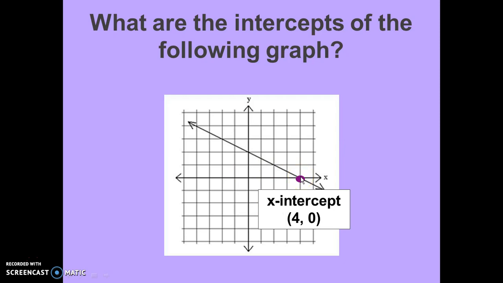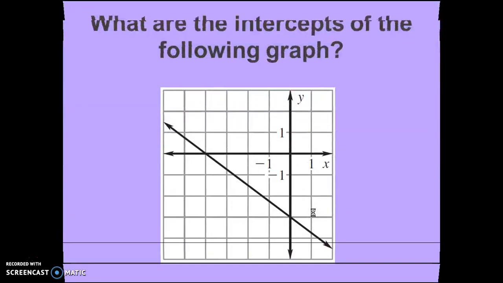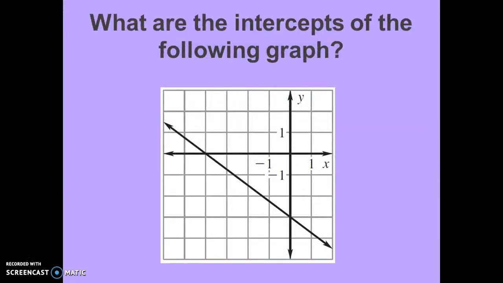So 4, 0. All right, my y-intercept then is going to be right here on the y-axis. And when I'm looking at that point to find the coordinates, I start at the origin, I go left or right 0. So my x-coordinate will be 0, and then I'm moving up 2. So that's 0, 2. Okay, so again, remember when we're talking about each intercept, find where it's crossing that axis, and the opposite variable will be 0. Okay, let's try another one. So here's another linear equation.